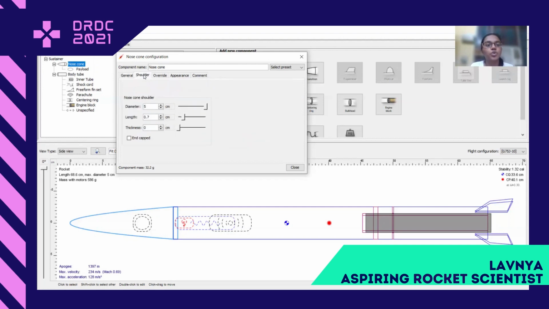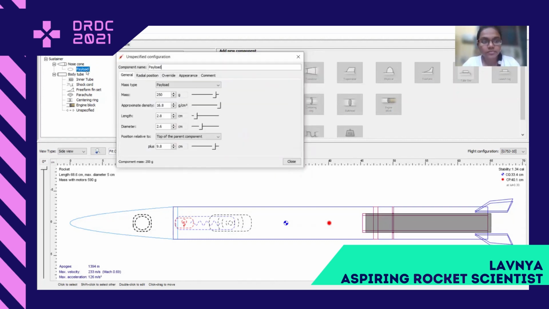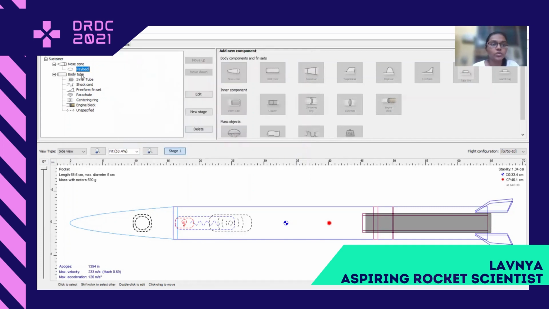About the shoulder, it's given a 5 centimeter diameter and a length of 0.7 centimeter. Sorry, 0.1, and with a 1 centimeter thickness. Now when we get into the payload, we can add as many payloads as we want. Here I have given a payload of 250 grams with a length of 2.8 centimeter. And we can get into the body tube.